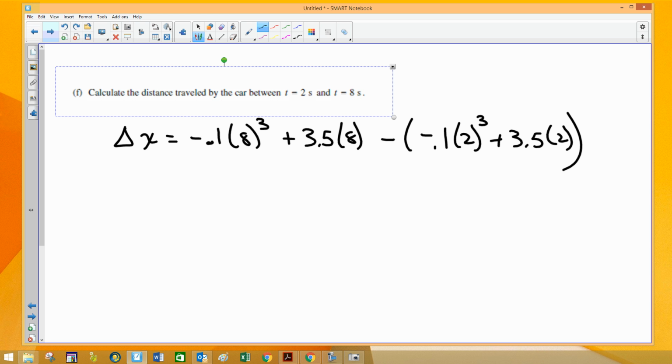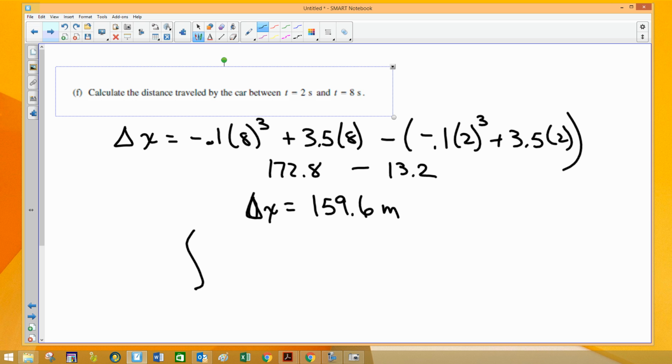And I believe this gives you 172.8, and this will give you 13.2, and so you should get 159.6, which seems to be increasing in the number of significant digits, but we're not going to worry about that for a moment. Now, if you wanted to, I think it'd be kind of fun to instead do the integral from 2 to 8 of that function, but it just repeats what we just did, so I'm not going to do it.